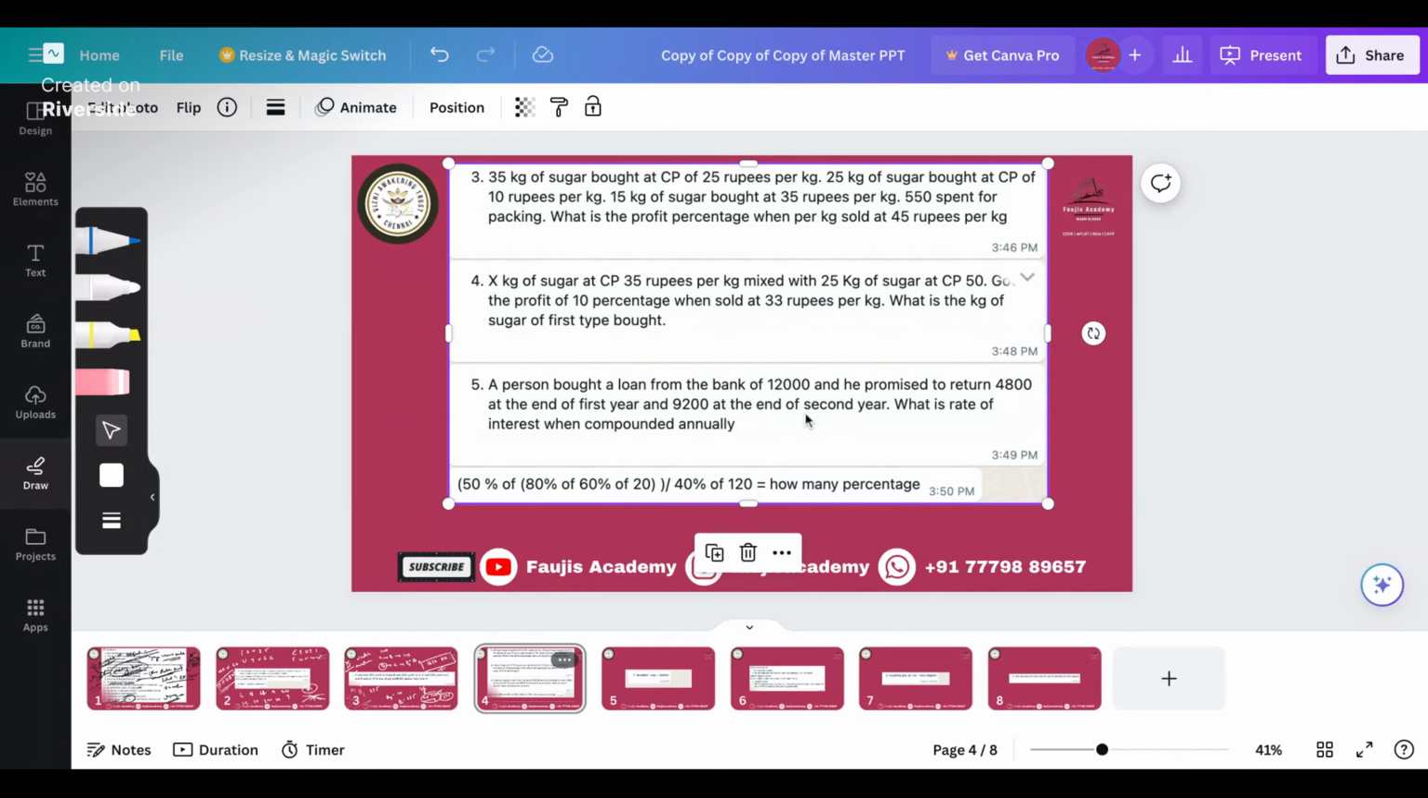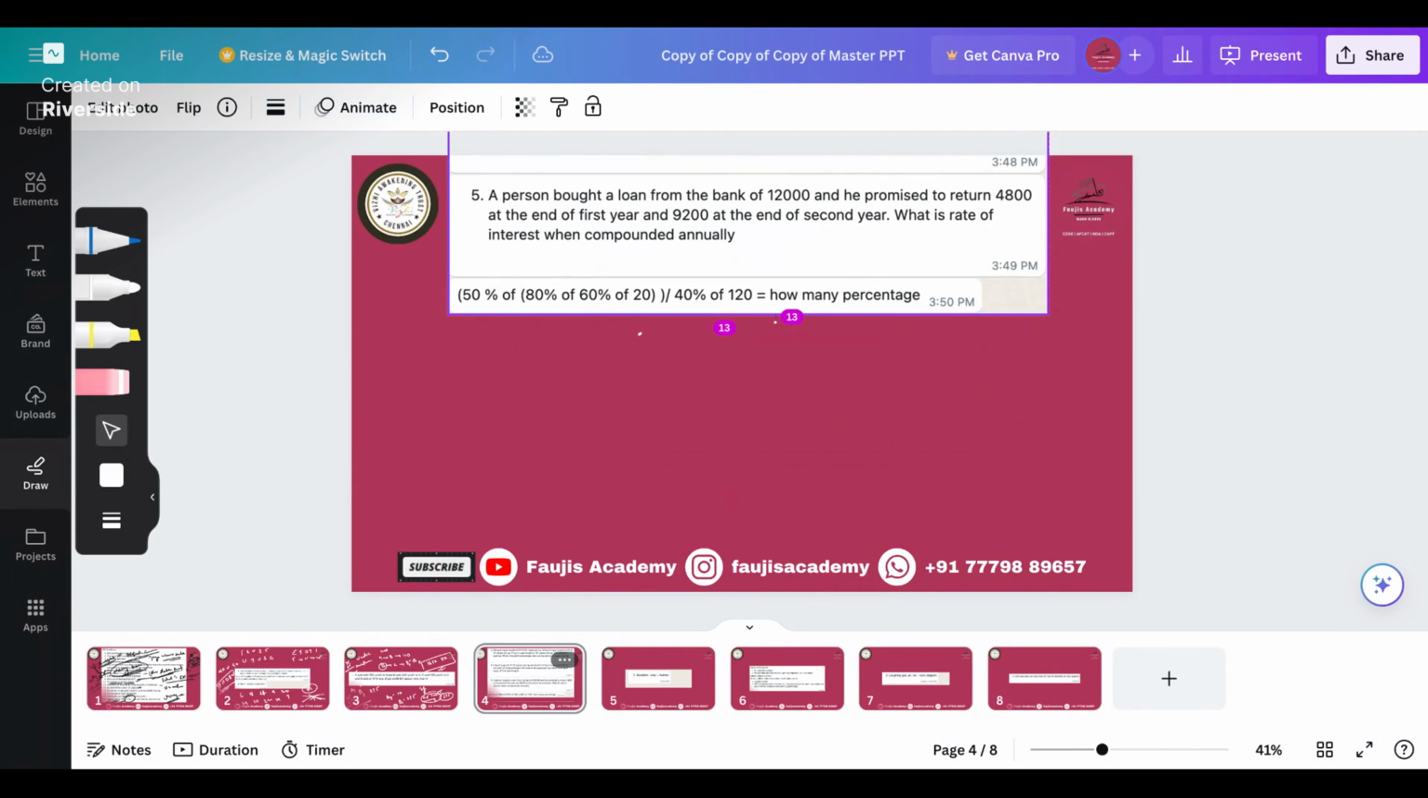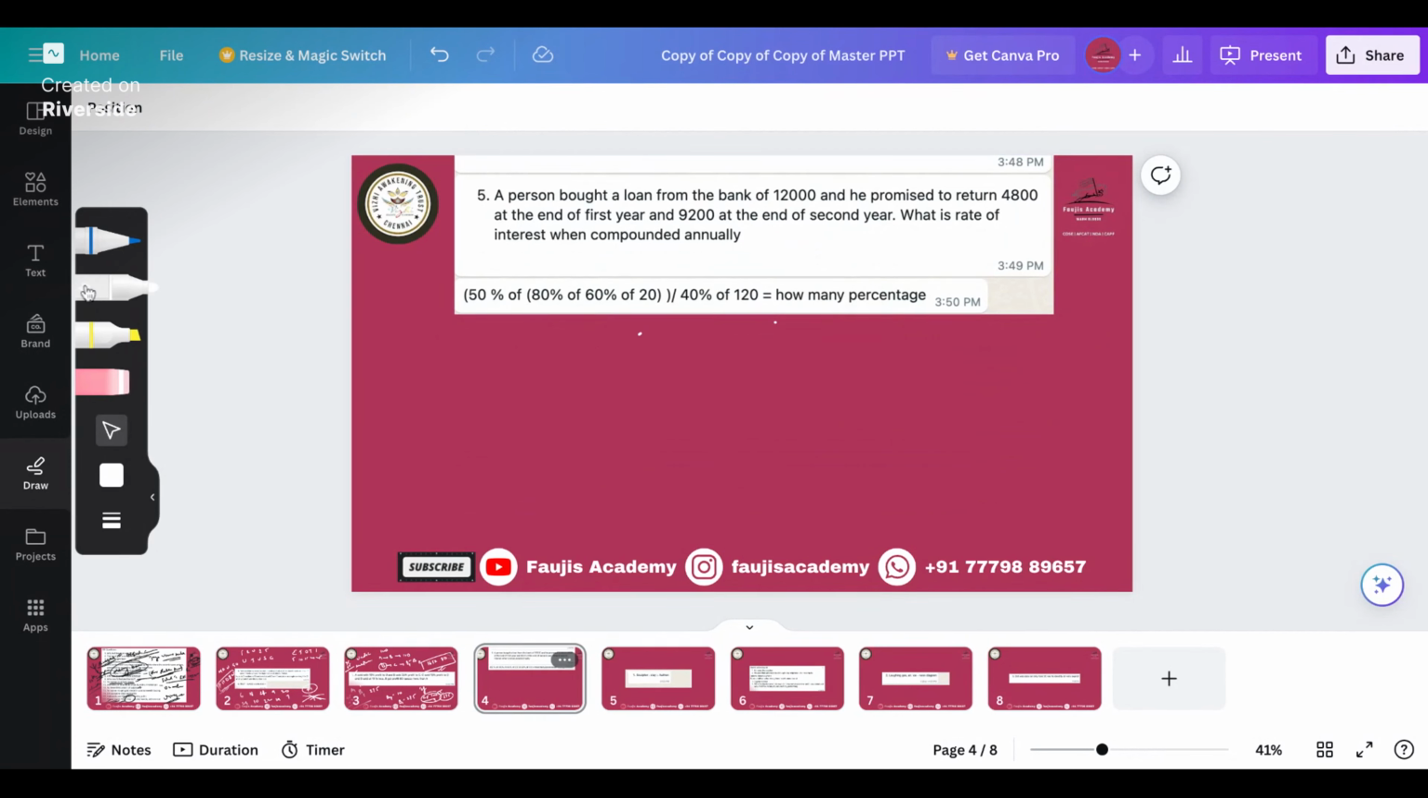So let's move to question number 5. A person took a loan from a bank of 12,000 rupees and promised to return 4,800 rupees the first year and 9,200 rupees the second year. So the interest is 2,000. What is the rate when compounded annually? So what is the interest?